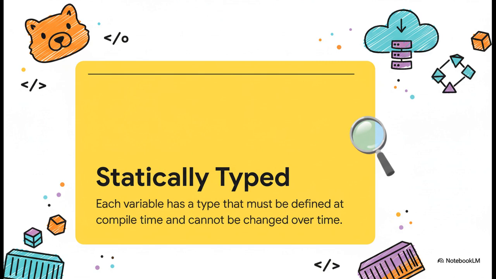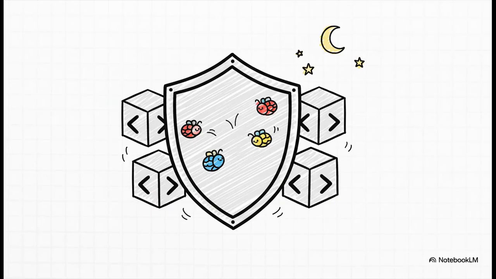Now, why does that even matter? Because it makes the code incredibly reliable. The compiler, the tool that builds your program, can catch a ton of potential mistakes before the code ever even runs. That saves developers from those late-night bug hunts we all dread.